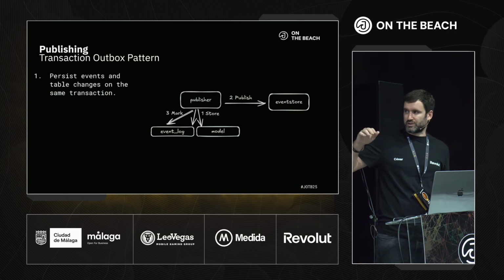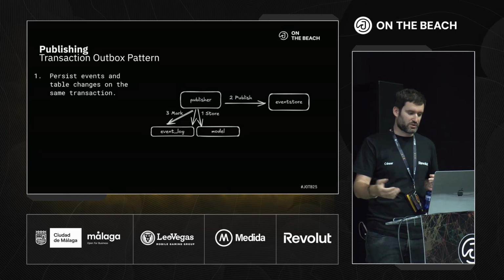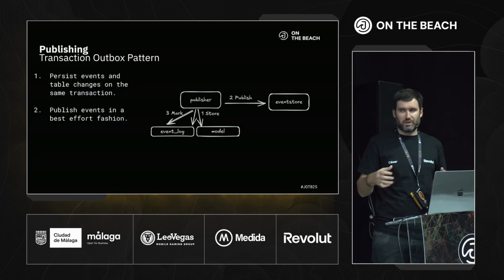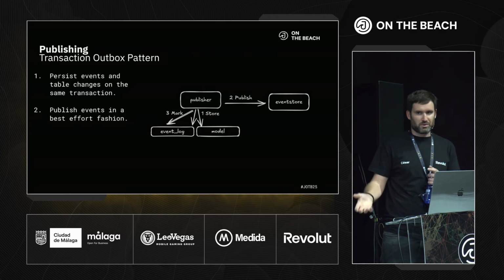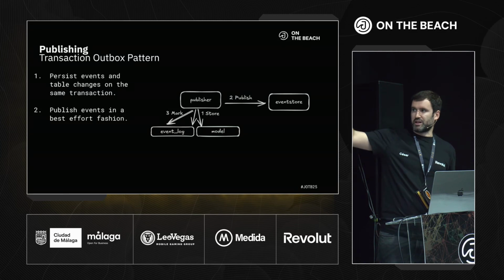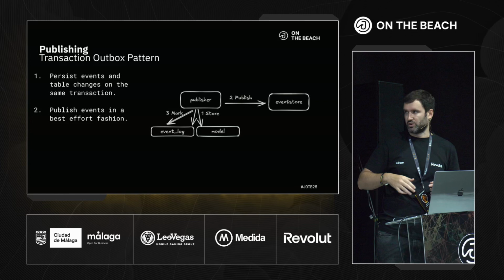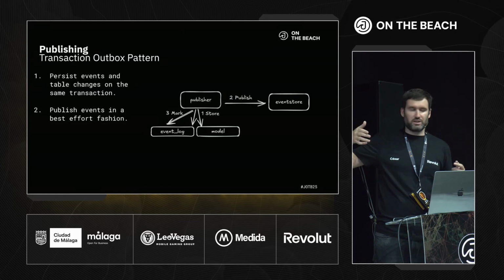So as part of this transaction, we persist the events and we persist the action mutations. With that, we ensure that events and mutations are persisted in an atomic way. Then we initiate an asynchronous publishing towards event store as a best effort. But of course, this publishing can fail.